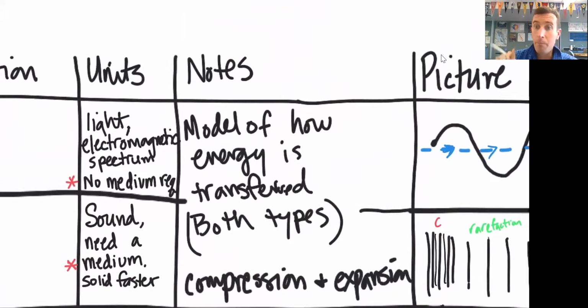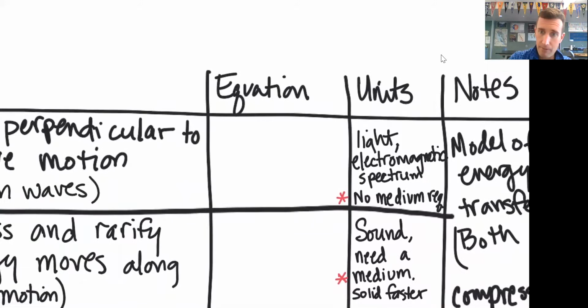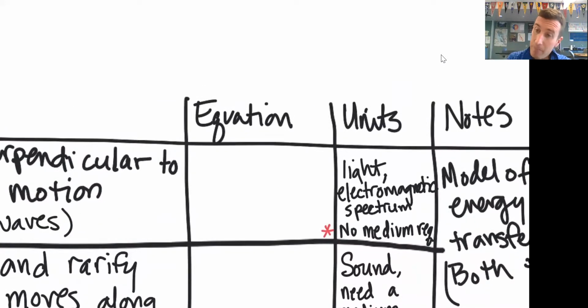All right, details. In terms of notes, both types of waves are a model of how energy is transferred. Other things to note. On the transverse wave, the up and down one, an example of that would be light. Light is a transverse wave, and so is everything on the electromagnetic spectrum. That would be radio waves, X-rays, microwaves, ultraviolet light and radiation. Those are all part of the electromagnetic spectrum, and those are transverse waves.